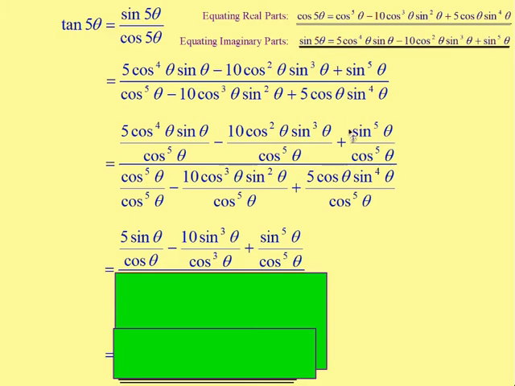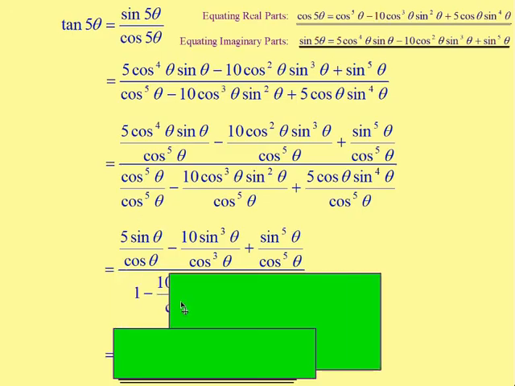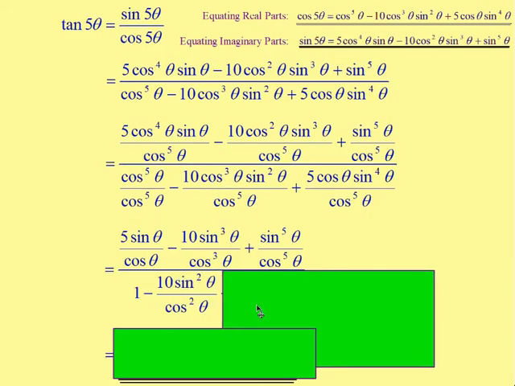Up here, we've got our 10, and then we're going to cancel out 2 of the cos's from the top, 2 from the bottom, so it leaves us with 10 sine cubed theta over cos cubed theta. And then here, that's just going to stay as it is. With the bottom row, cos to the power of 5 theta over cos theta to the power of 5, that's just going to become 1 because we're dividing something by itself. Here, 3 of the cos's on top, 3 of them in the bottom will cancel out, leaving us with 10 sine squared theta over cos squared theta.